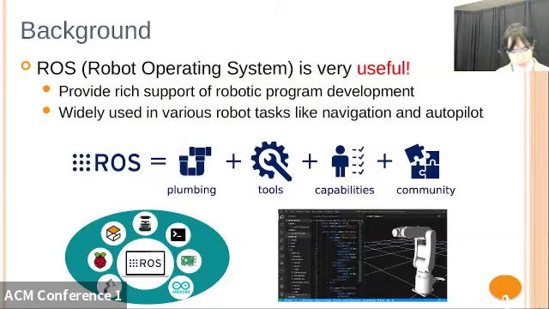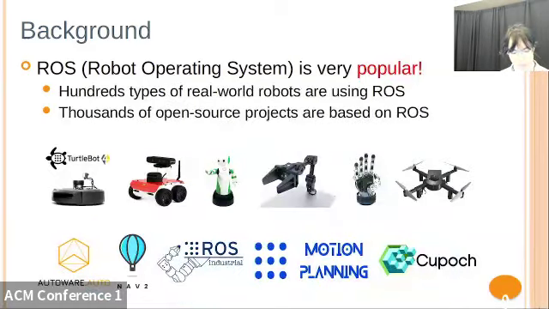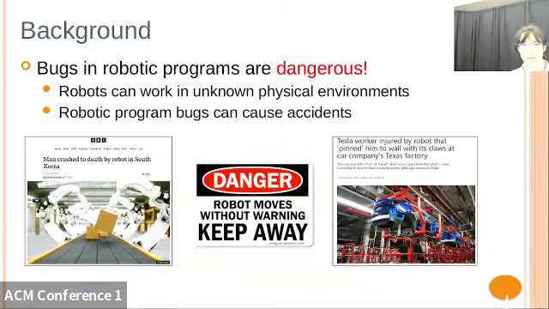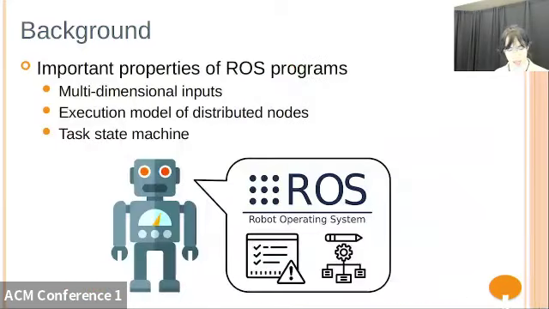ROS has been widely used in various robot tasks like navigation and autopilot. Due to its powerful functionalities, ROS is very popular now. ROS is used to develop hundreds of real-world robots and thousands of open-source projects. As robots can work in unknown environments like forests and factories, their bugs can cause accidents when interacting with humans and other robots. Thus, detecting ROS bugs is very important.